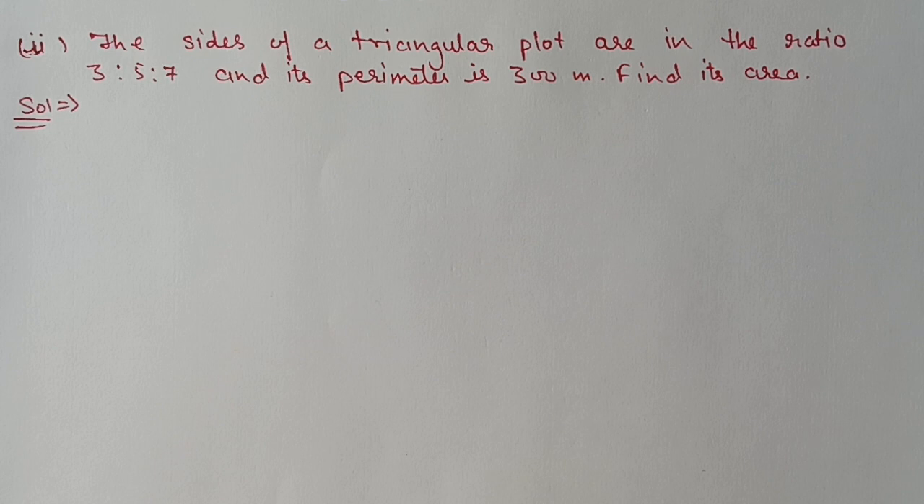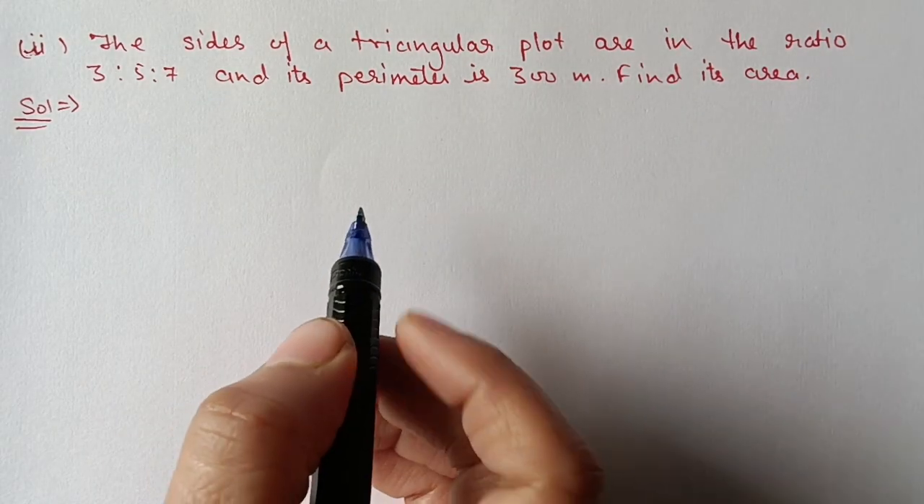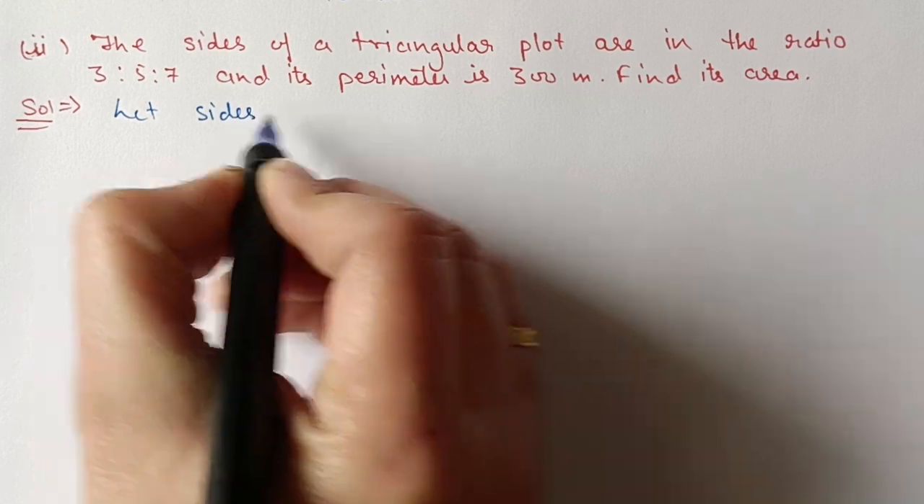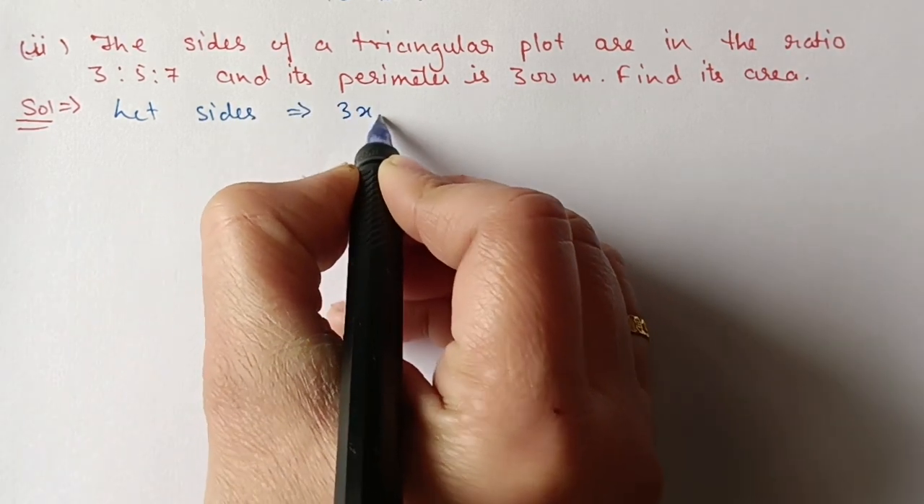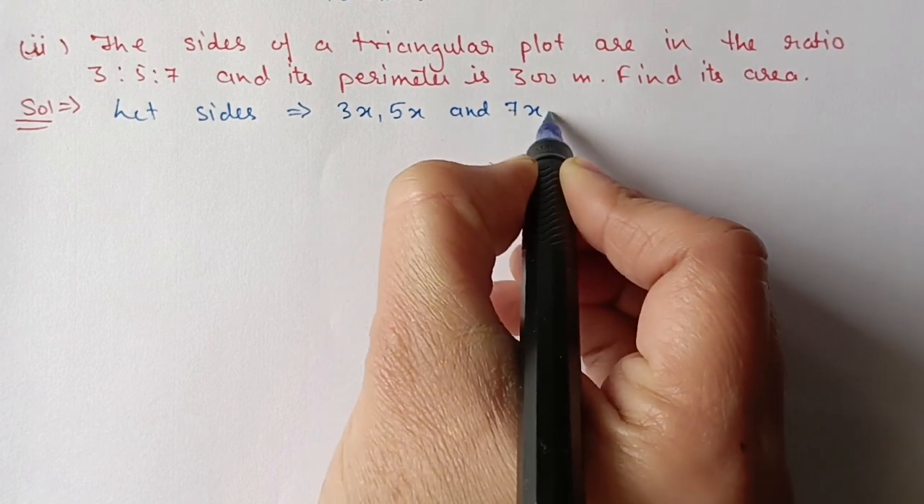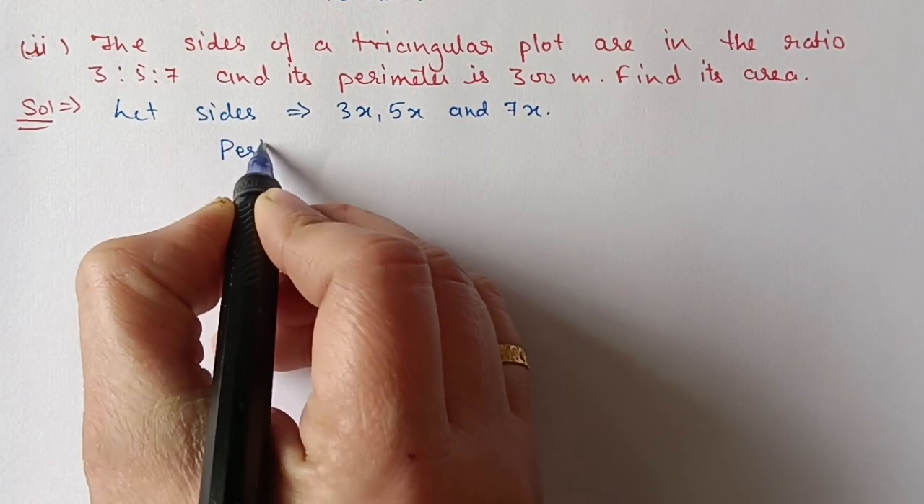Next, second part of question number 9. The sides of a triangular plot are in the ratio 3:5:7 and its perimeter is 300. Find its area. So this is also a similar question. We will take, let sides are 3x, 5x and 7x. So perimeter is given 300.